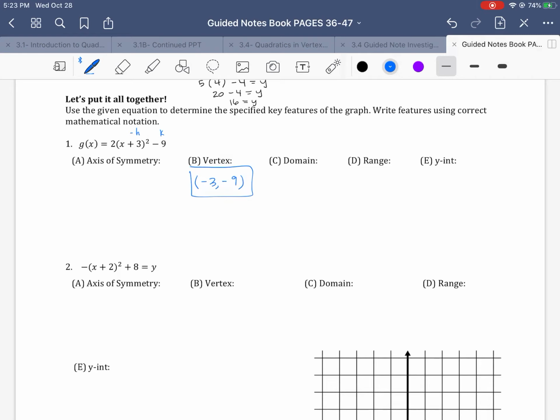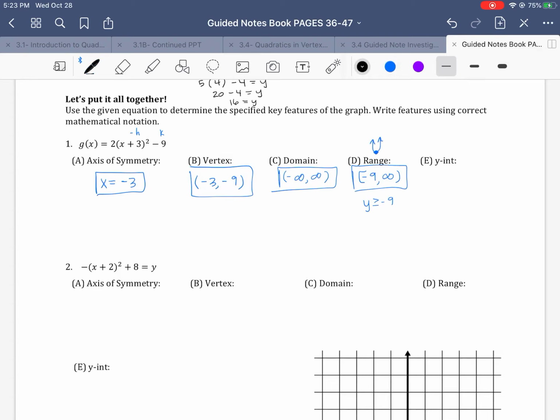Now from the vertex, we can figure out everything else. The axis of symmetry, remember it passes through the vertex, so it's just that x value of the vertex. The domain is always negative infinity to positive infinity, so we know that one. The range, if you look at our function, we look out front to see if it's opening up or down. This was a positive 2, so I'm going to draw a little U shape to remind me it's going up. So I'm going to start at that k value, and that k value comes from that vertex. So my y value, and it's going up to infinity. Or in other words, y is greater than or equal to negative 9.